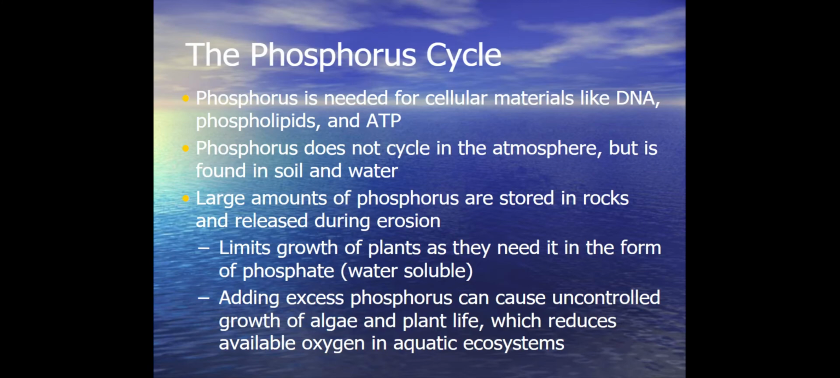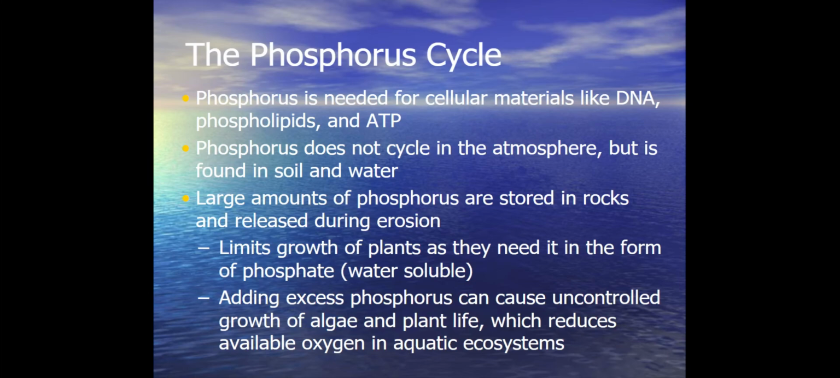The last cycle we have is the phosphorus cycle. Phosphorus is needed for cellular materials like DNA, phospholipids, ATP, adenosine triphosphate. Phosphorus does not cycle in the atmosphere, but we will find it in soil and water, so you won't find it above the earth like we've seen in the other cycles. Large amounts of phosphorus are stored in rocks. They're released during erosion. This limits the growth of plants because they need it in the form of phosphate, so it needs to be water soluble.